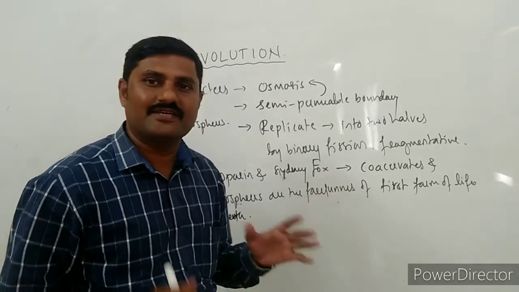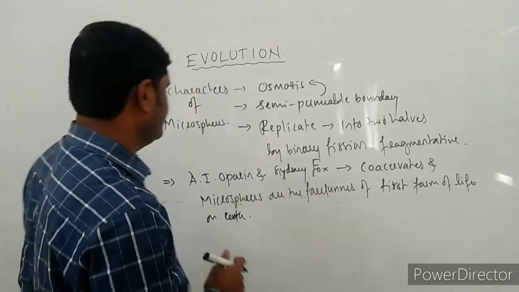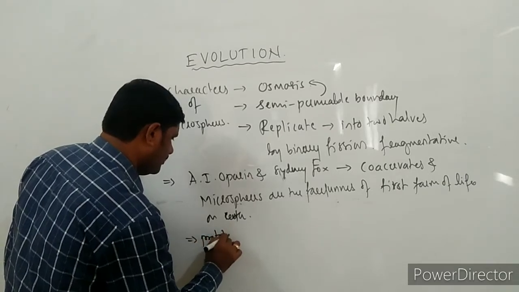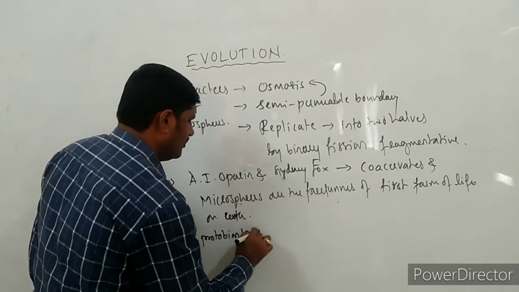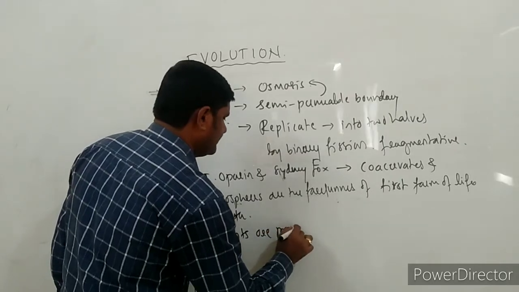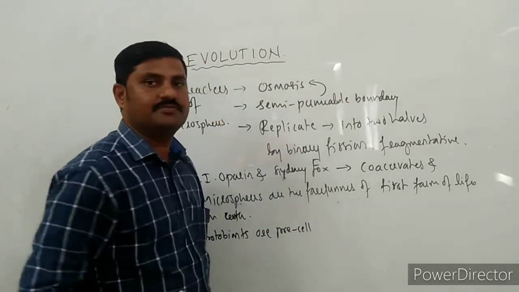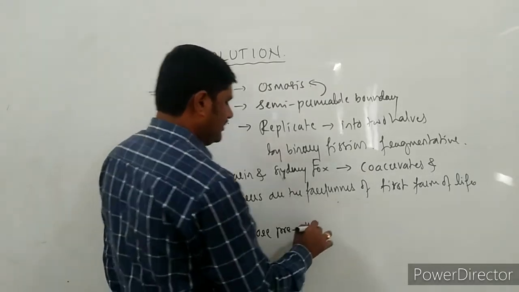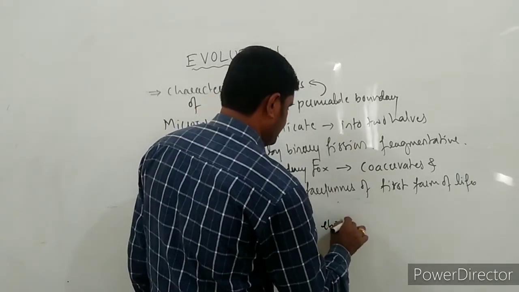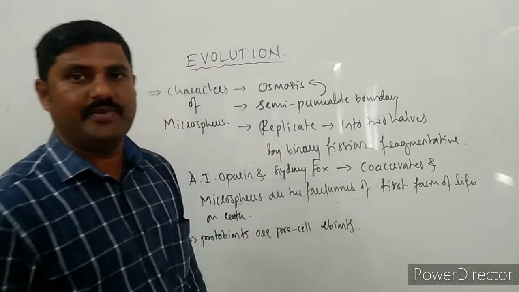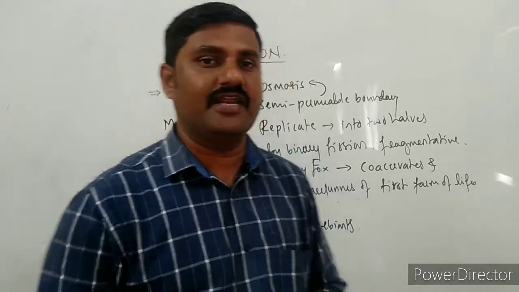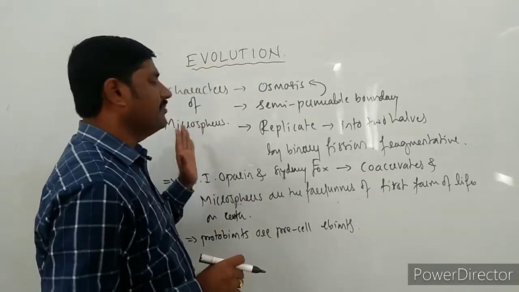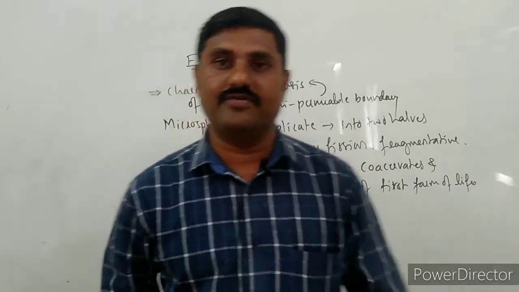And this kind of cells are said to be what? Protobionts, or pre-cell. It is called a pre-cell or protocell, or eobionts. By these different names they were named. So this is about the microsphere theory as well as the coacervate theory.